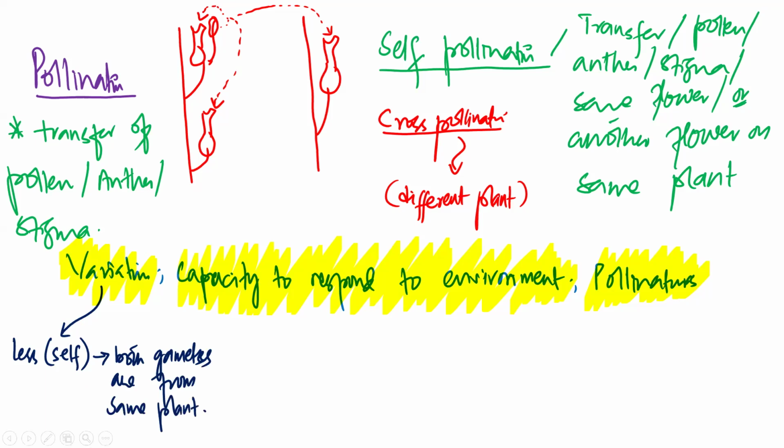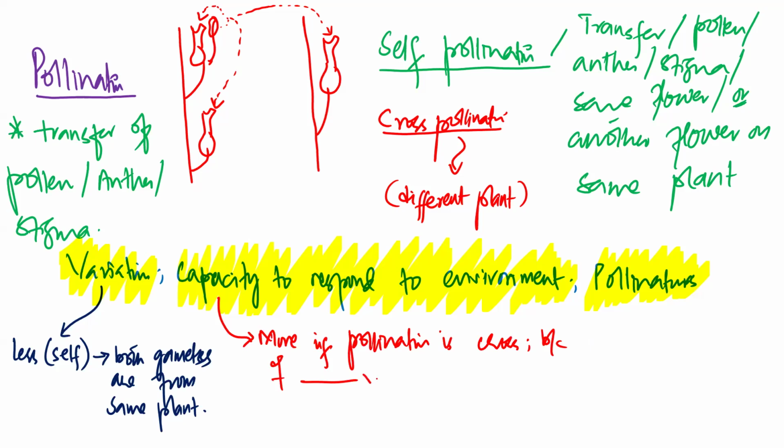And will you tell me capacity to respond to environmental changes? In which case is there more capacity? Cross pollination. Very good. More if pollination is cross. Why? Because of variety, more or less? More variety. So more ability to respond to changes.